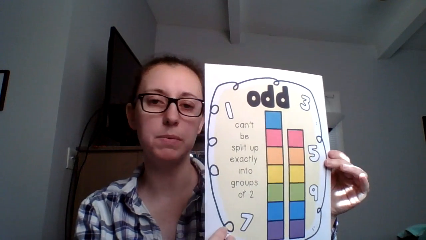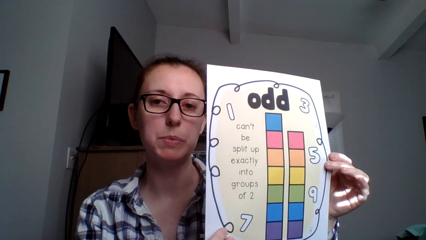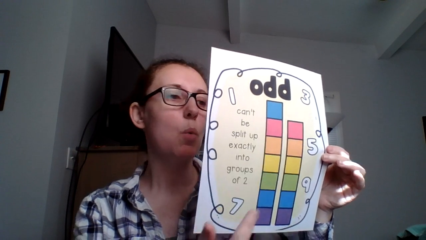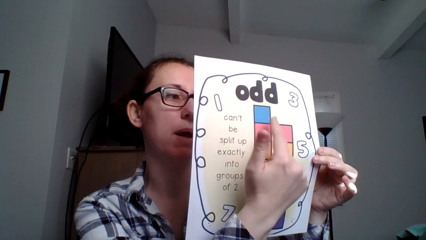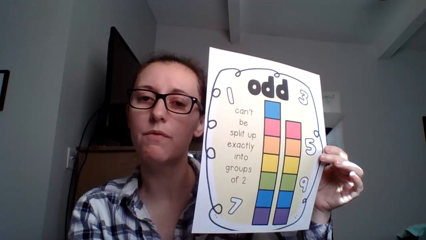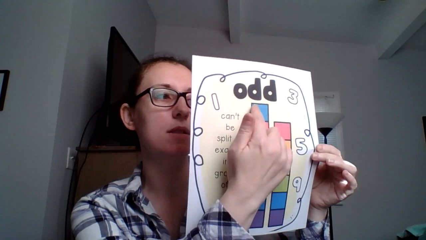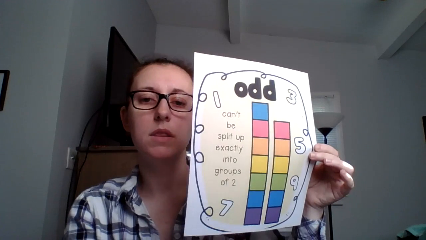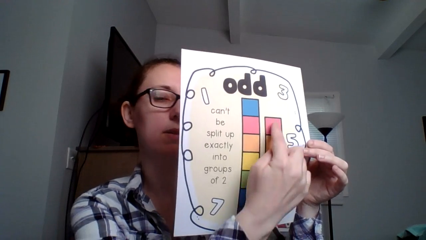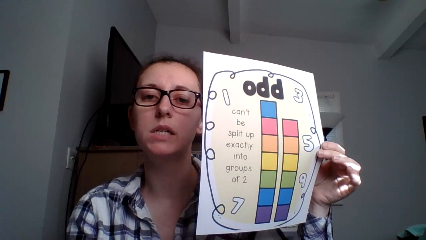So that means that odd numbers can't be split up into two equal groups. So those numbers wouldn't have a matching pair. If you see, almost all of them do, but in the end, the total does not. This group is bigger than this group, so it's an odd number.